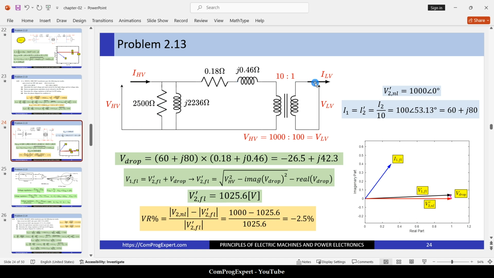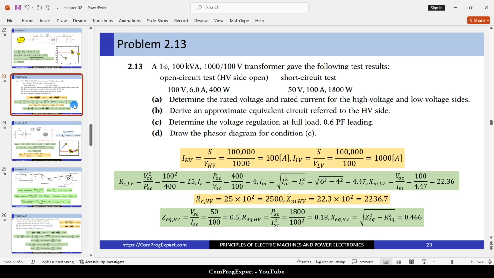this equivalent circuit. Here you can see the values of the parameters, right? The equivalent core resistance, the magnetizing reactance, the equivalent resistance of the primary and secondary windings, and the equivalent leakage reactance. So let's go for part C.